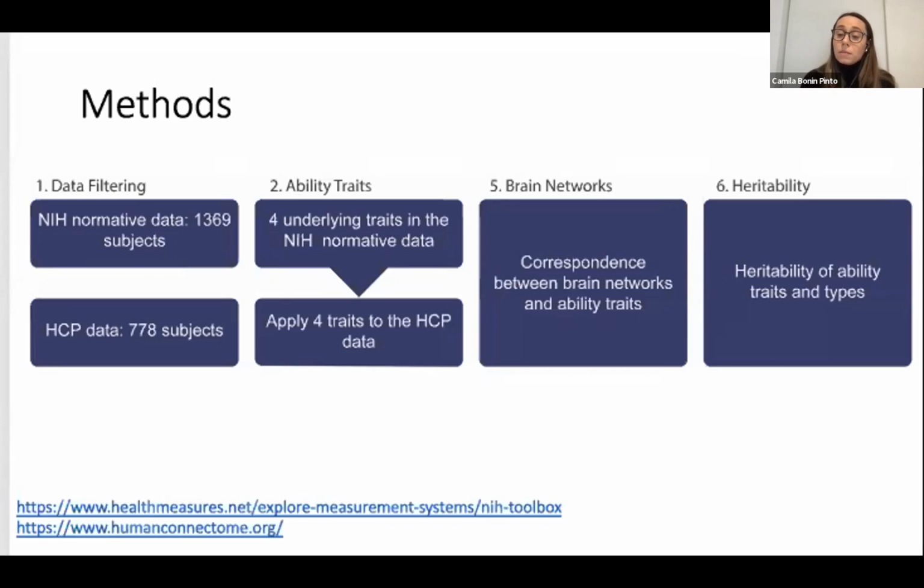Also, in the HCP dataset, we have brain imaging data, and we used that to draw correlates between brain networks and the specific ability traits. And lastly, the HCP data also provides us with family structure, in which we have data from monozygotic twins, dizygotic twins, full siblings, and unrelated participants. With that, we could calculate heritability of our ability traits.